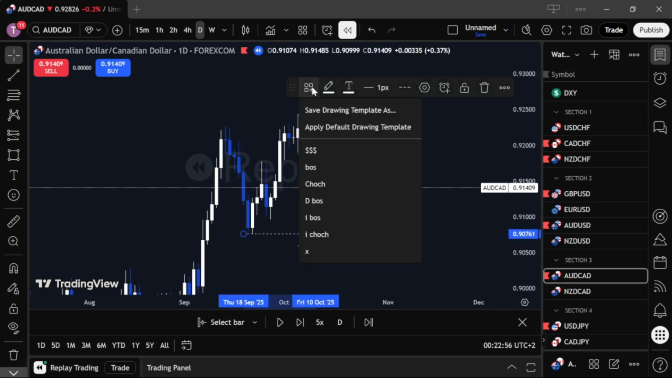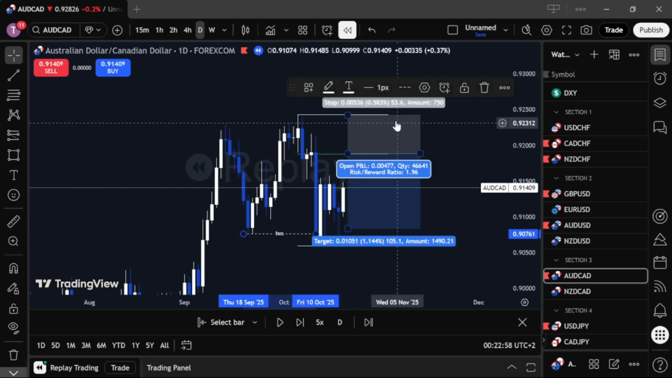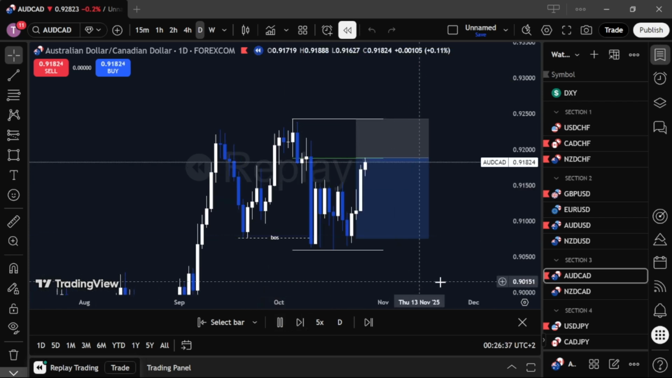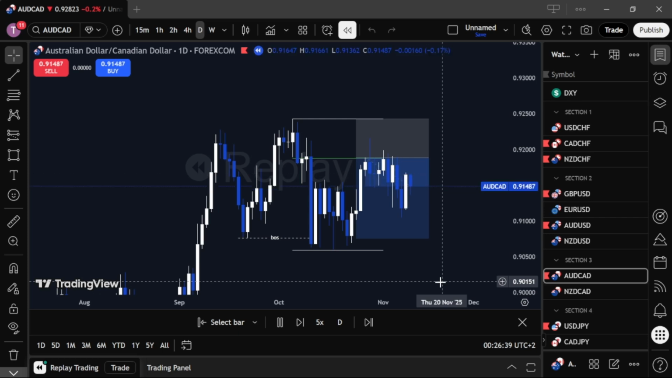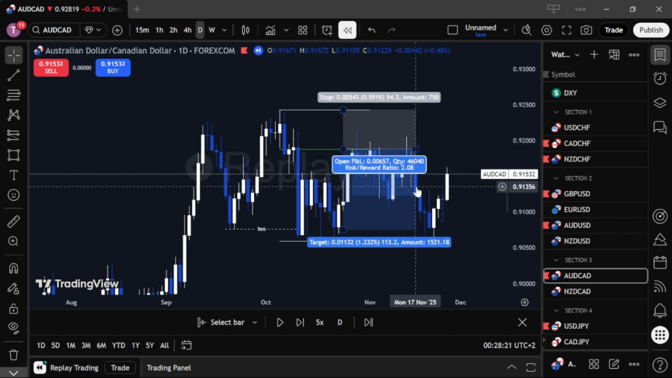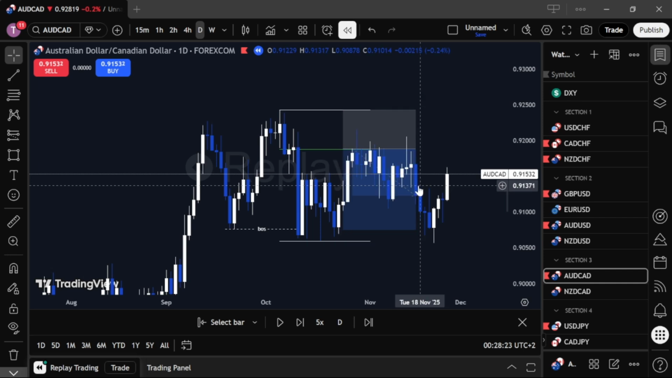Let me show that this is a break of structure so that you don't be confused. So I waited for the market to come to my entry, of which it did, but I got stopped out at break even because every time my trade reaches this point, I always move to break even. So this was a break even trade.